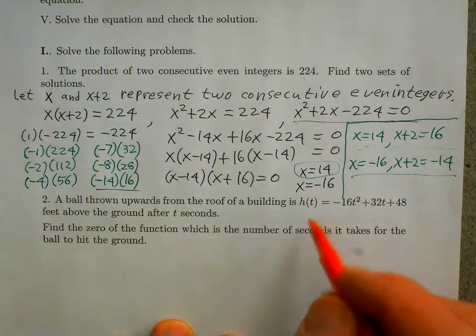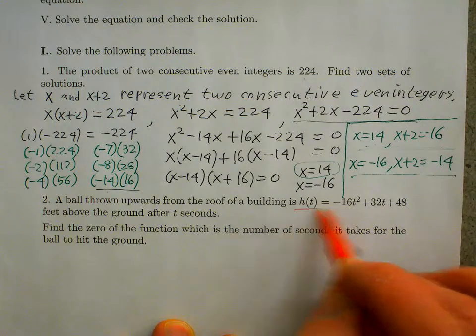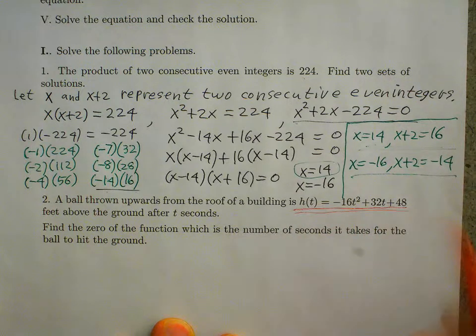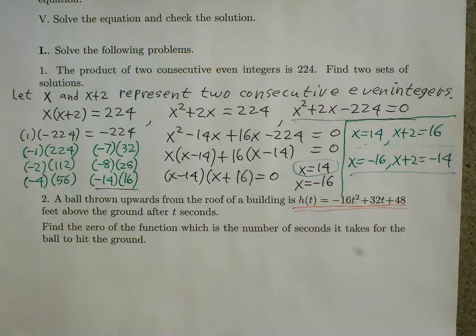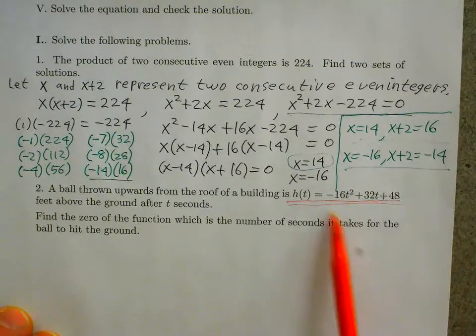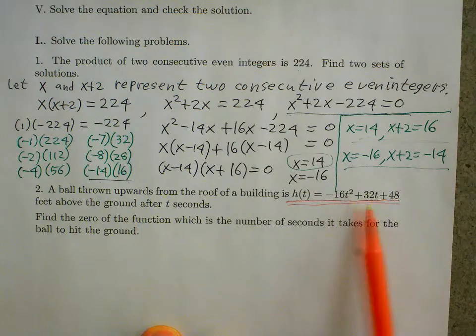Chances are you've never seen an equation like this. This is a function. It's called a function. So the idea is if t is the number of seconds after the ball is thrown upwards, then the height of the ball after t seconds is found by replacing t with the number of seconds.